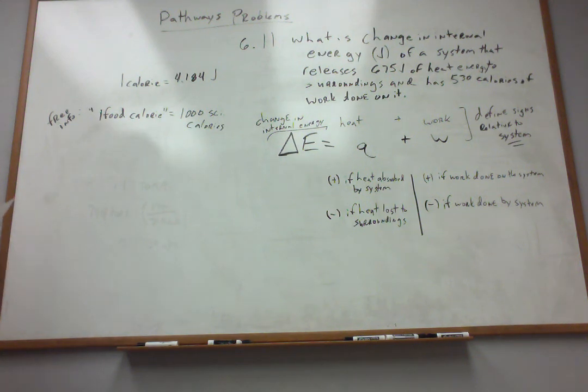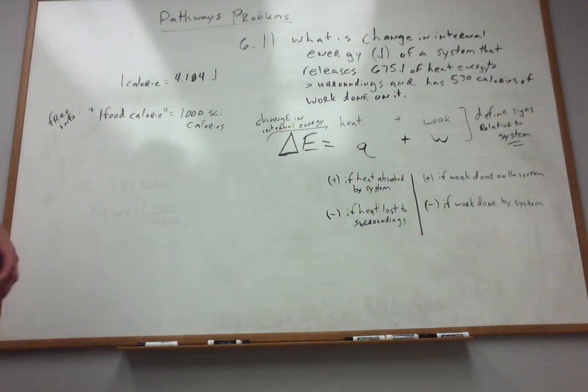Okay, we're going to work problem 6.11 from the end of chapter questions. Nice little problem here for a couple of reasons. It asks us, what is the change in internal energy in joules of a chemical system, or system in general, that releases 675 joules of heat energy to its surroundings and has 530 calories of work done on it?